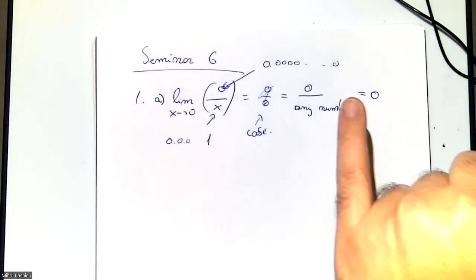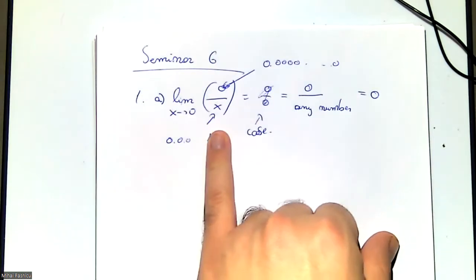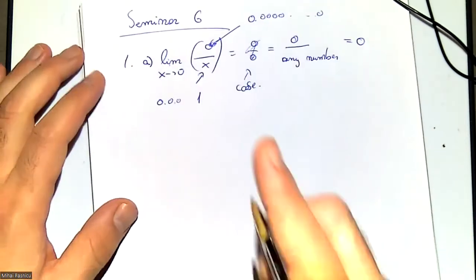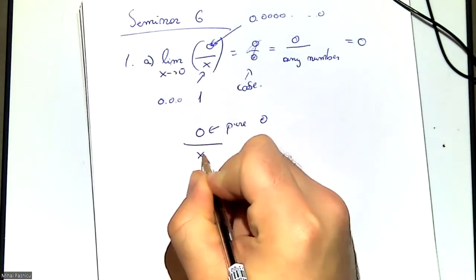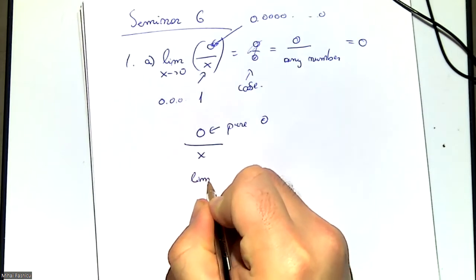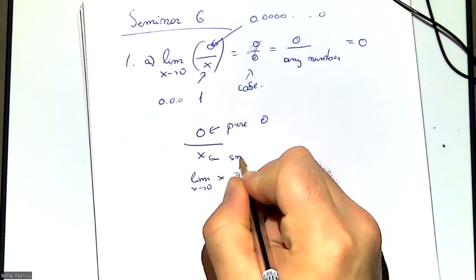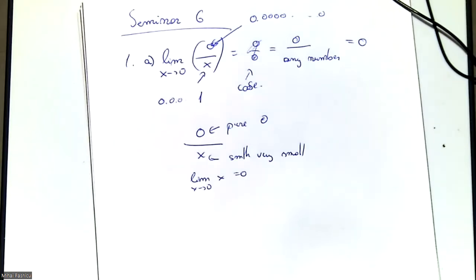So again, the argument was that the 0 up top is pure 0. It's not something that goes to 0. It's not something very, very small, how you would characterize this x. Another way of writing it is this is pure 0. X, although the limit of x as x goes to 0 is 0, is something very small. This 0 up top is not something very small. It's just pure 0. Any question on this? Cool.